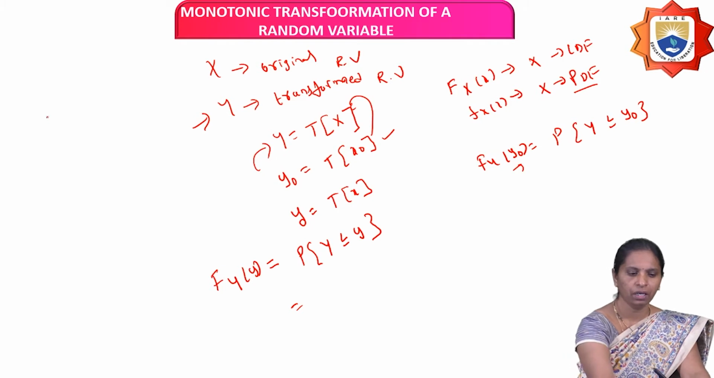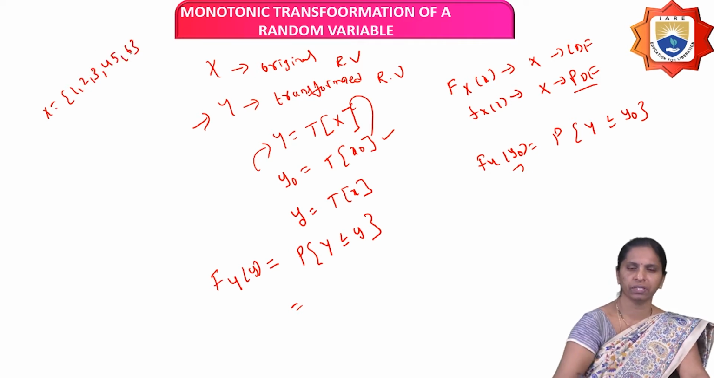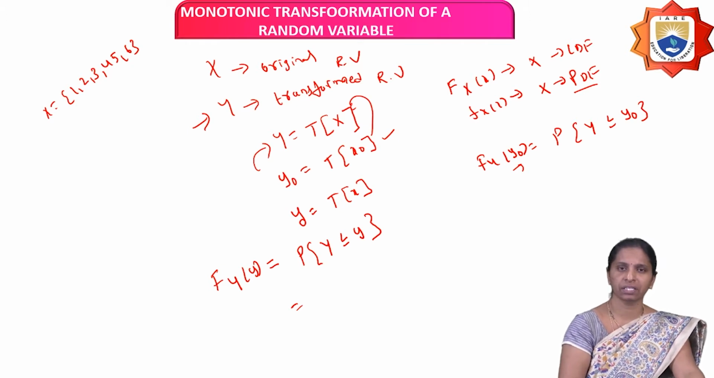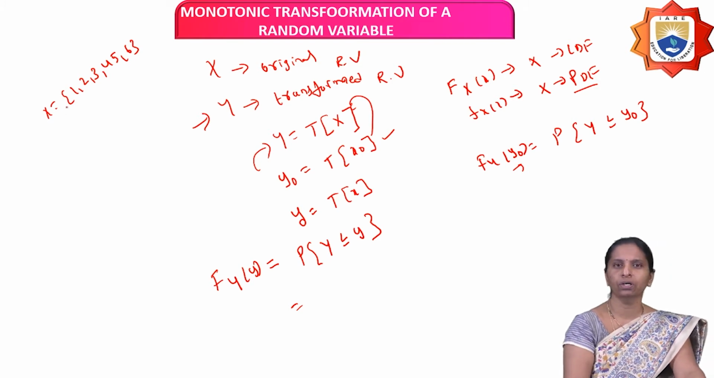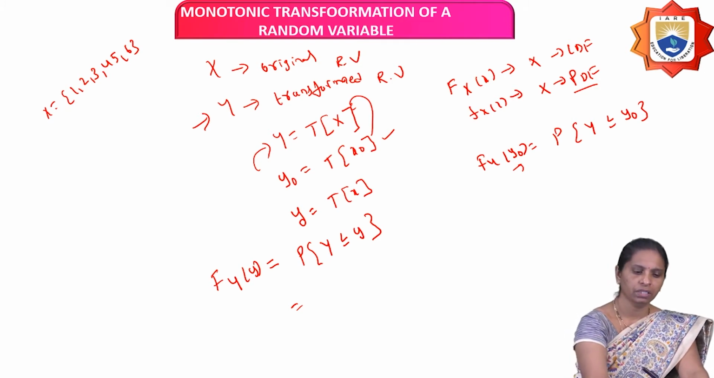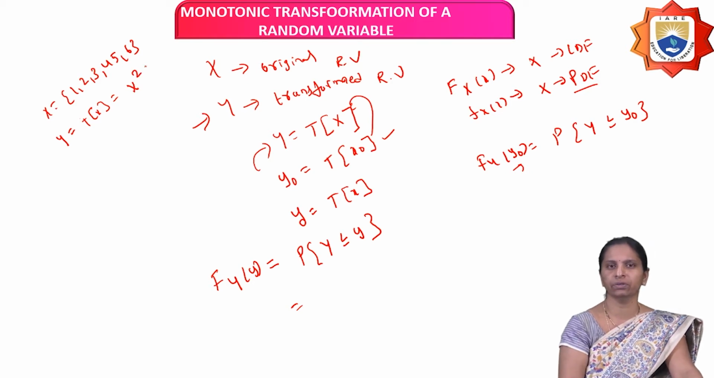For example, if you have the random variable X as the outcome when I throw a die, what is the sample space for that? 1, 2, 3, 4, 5, 6. Here I am considering a discrete case, so that it is understood clearly. So, this is the sample space when I throw a die. Then I am transforming this X into a new random variable Y by performing some operation, let us say by squaring.